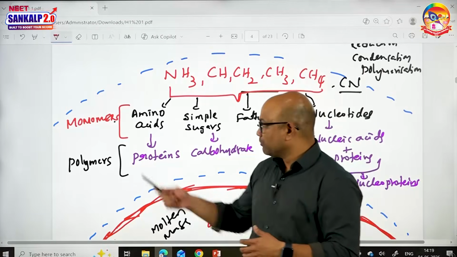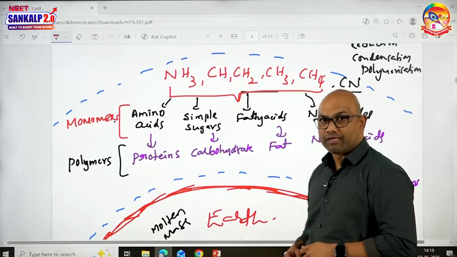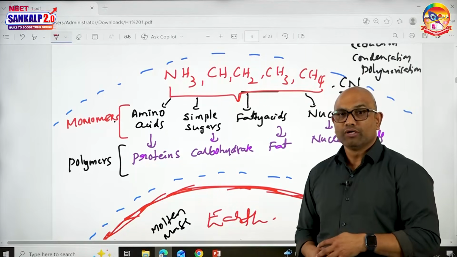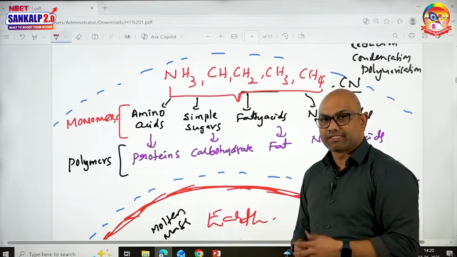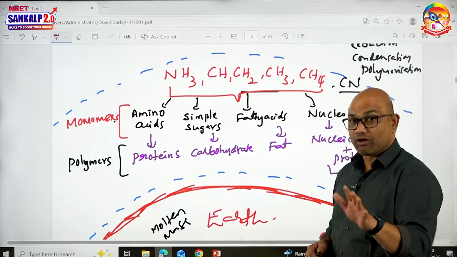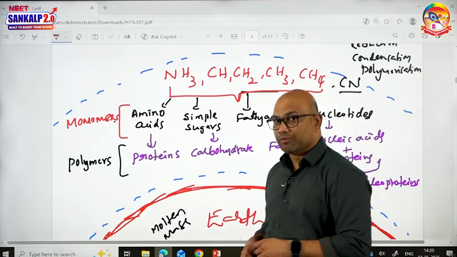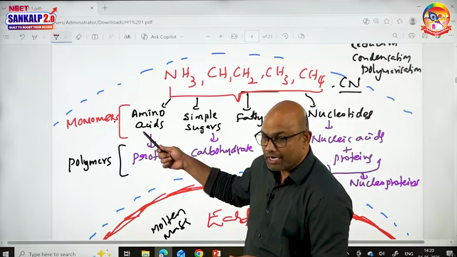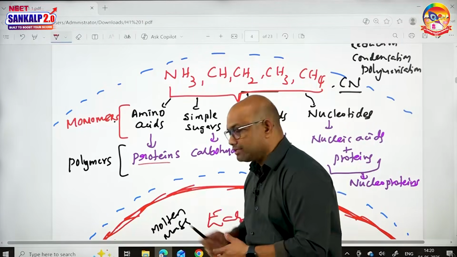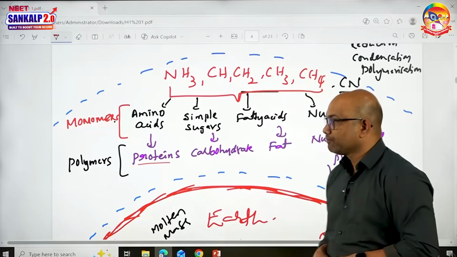Amino acid is a monomer, simple sugar is a monomer, fatty acid is a monomer, nitrogenous bases are monomers. They slowly formed nucleosides and finally nucleotides. So, all these are monomers. Monomers are nothing but chemicals, organic monomers. But there is a polymerization reaction in these monomers. Several amino acids joined to each other by peptide bonds can form proteins. Protein is a polymer. From monomers, polymers formed in this water.